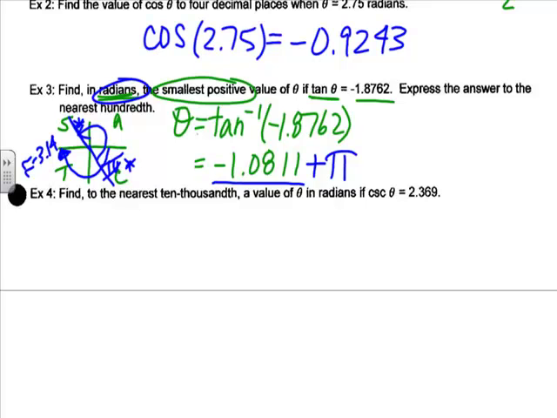This probably seems a little weird because it's a little different way to think, but 2.06 radians would also have a tan value of approximately negative 1.8762. Don't forget we've rounded there.